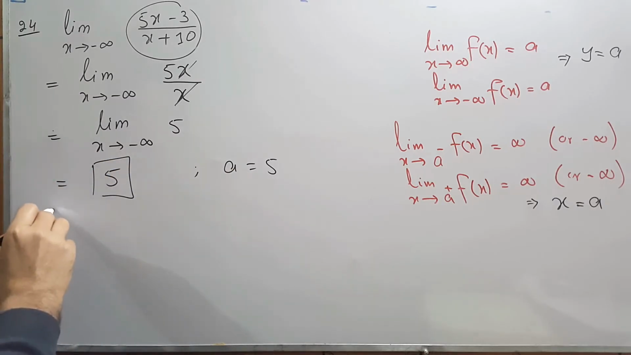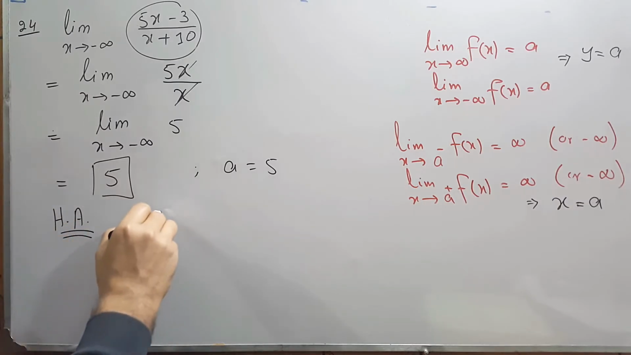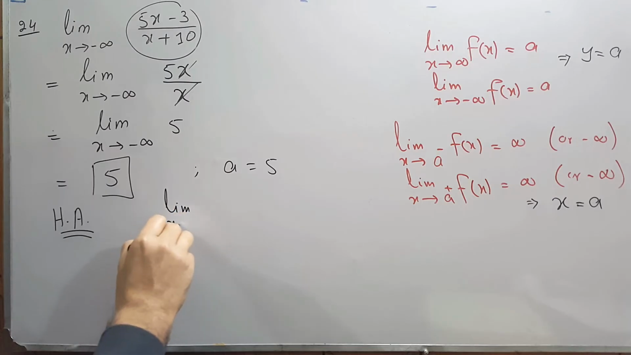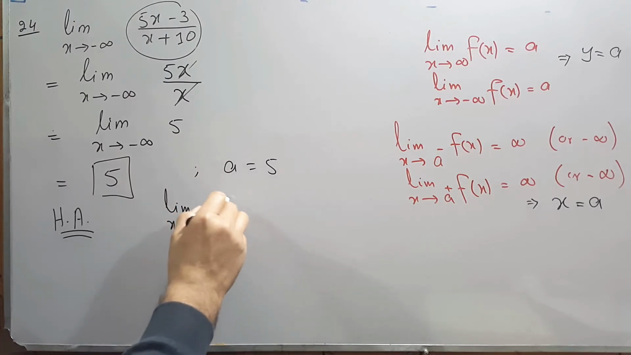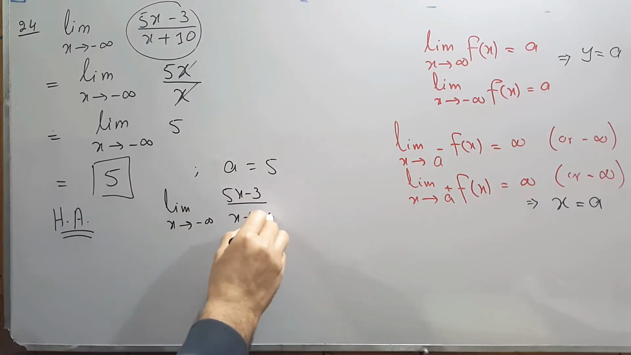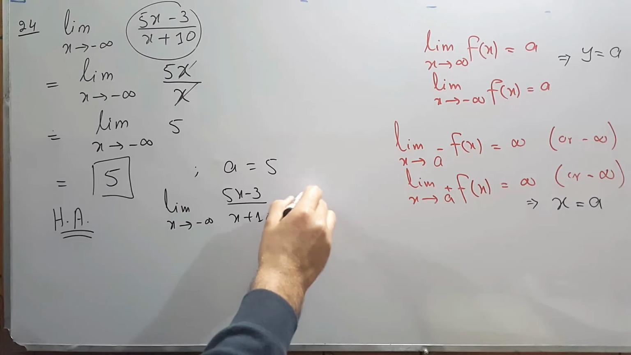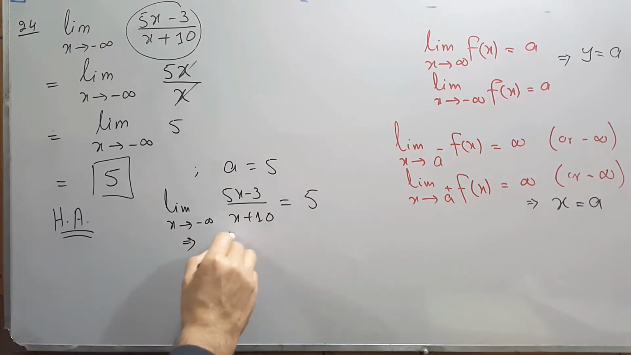Now the first thing was the horizontal asymptote. The horizontal asymptote, we said that the limiting value when x approaches positive or minus infinity of 5x minus 3 over x plus 10 we found was what? Was 5. This implies our horizontal asymptote y equals 5.